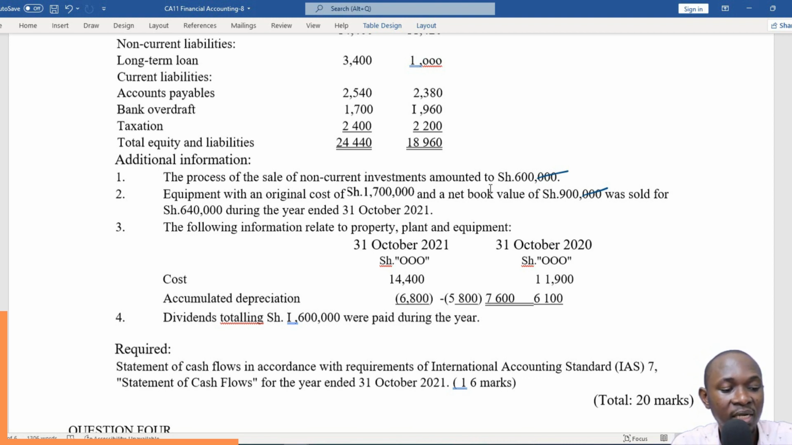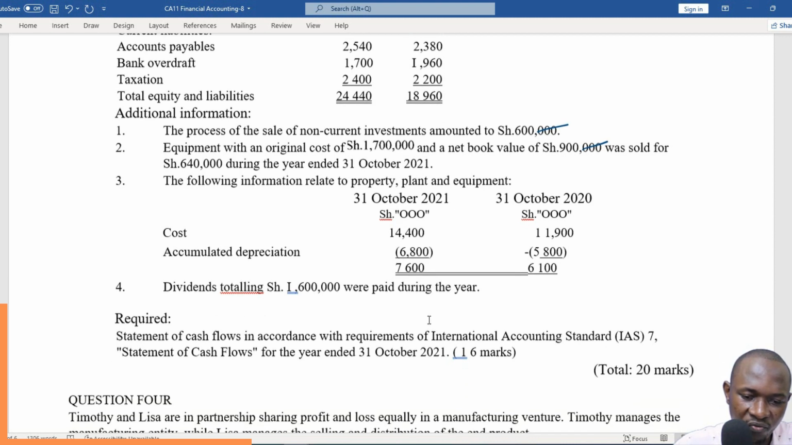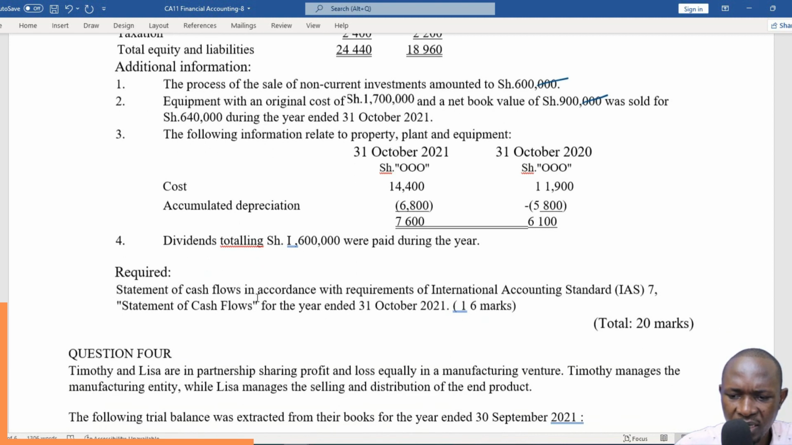And then the following information relates to property, plant, and equipment. We have the year 2021 and the year 2020. The cost less accumulated depreciation. Please just make sure you download this paper, because I can see this one has a lot of errors, but that's how it's supposed to be. Let me see if this one will agree. So the cost less accumulated depreciation, you have the net book values. Then dividends totaling 1.6 were paid during the year.